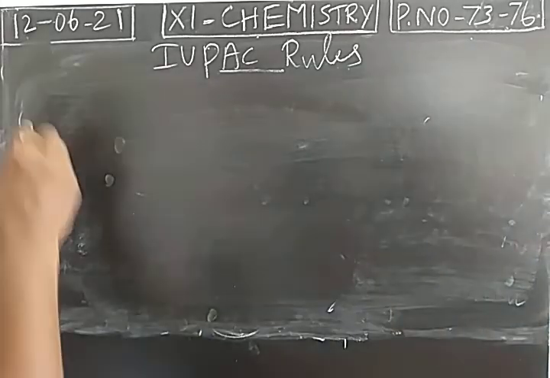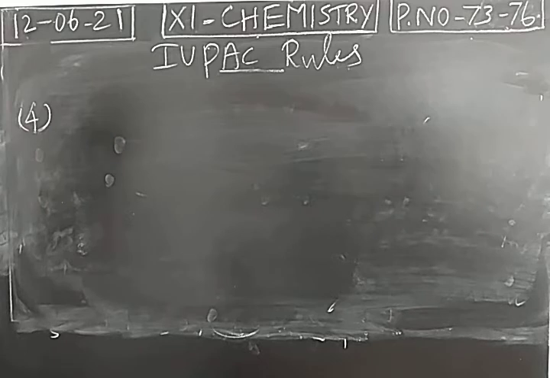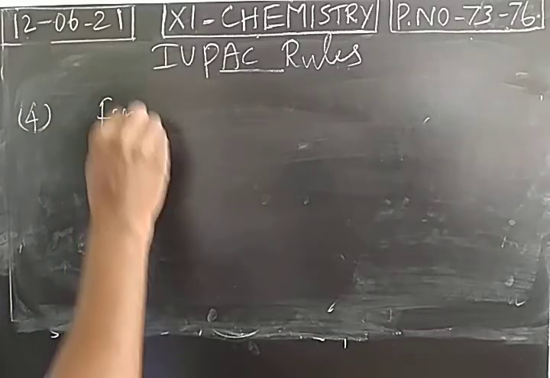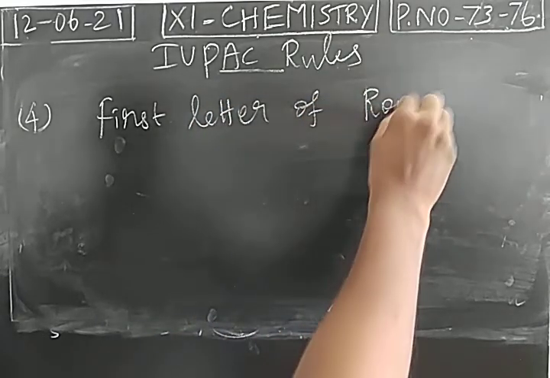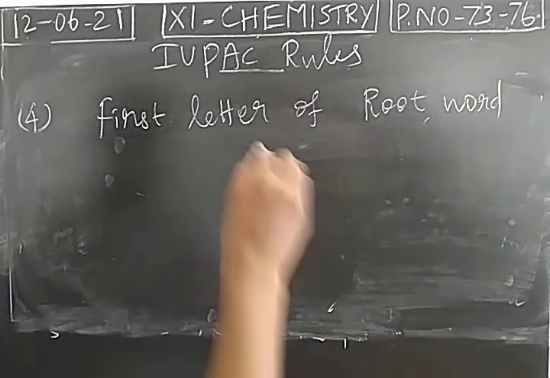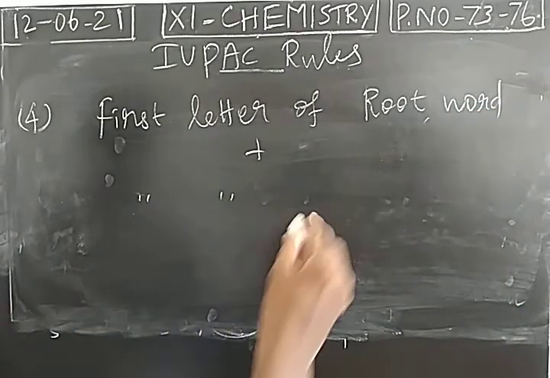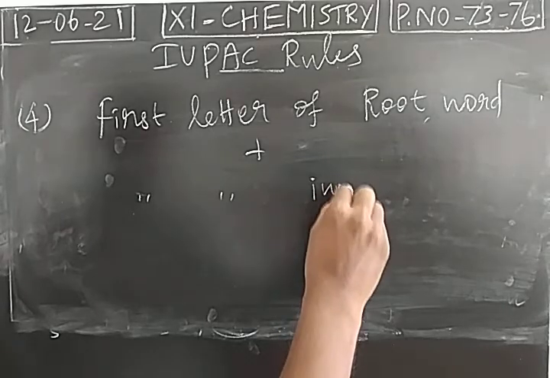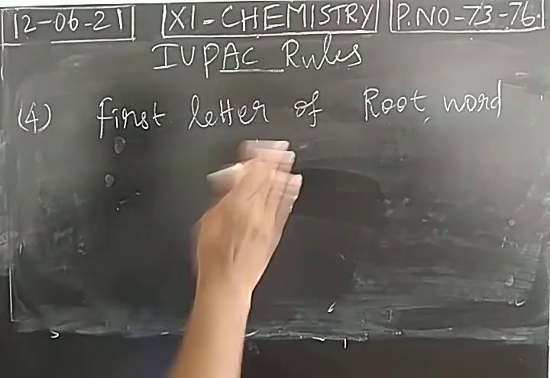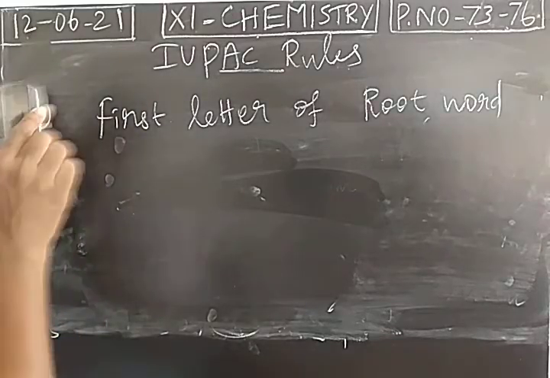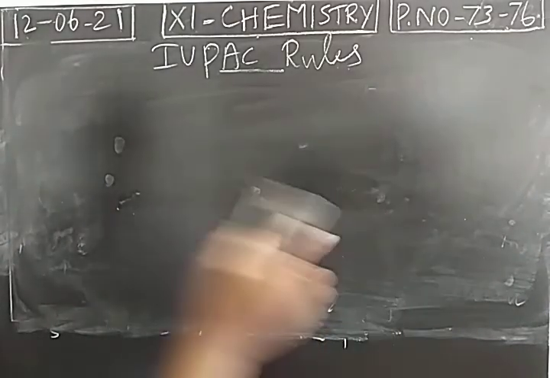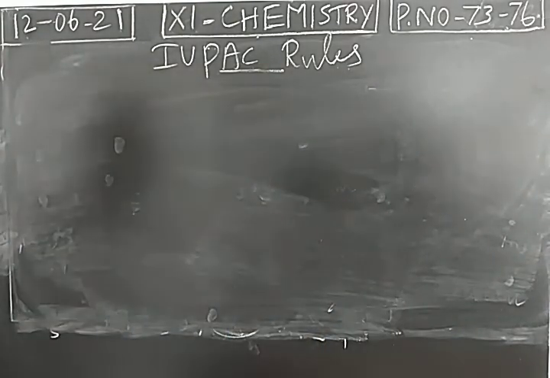Then the fourth rule, symbol. So the first letter of a root word plus the first letter of the suffix, or simply you take the first letter of a root word. So 4 IUPAC rules are there. When root words are joining with the suffix, you take the first letter of a root word to write the symbol for the elements.